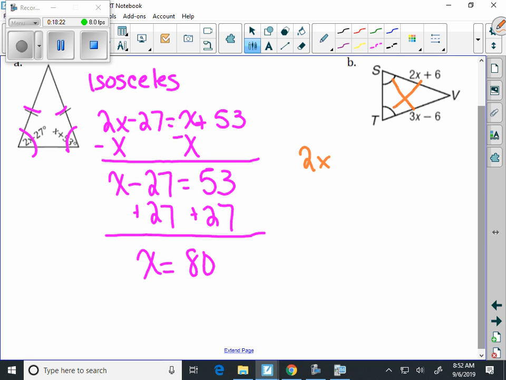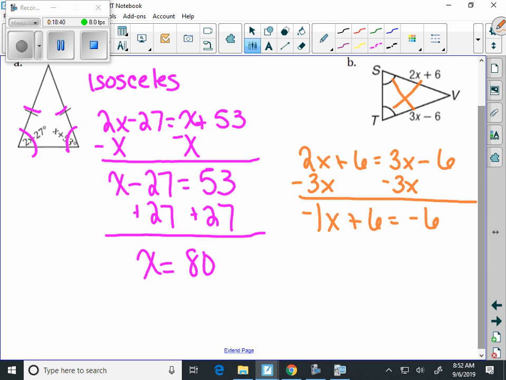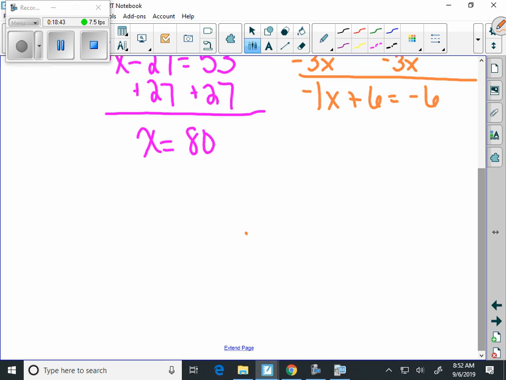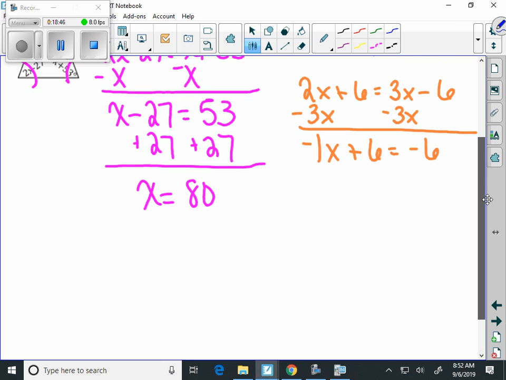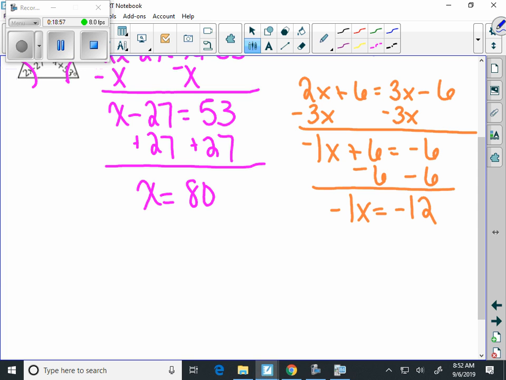So this is 2x plus 6 equals 3x minus 6. And again, solve it the way your Algebra 1 teacher taught you. Subtract 3x from both sides. You get negative 1x plus 6 equals negative 6. And then we can subtract the 6 that's on the left side of the equals over to the right side of the equals. And we get negative 1x equals negative 12. And lastly, we can divide both sides by negative 1. So x equals 12.